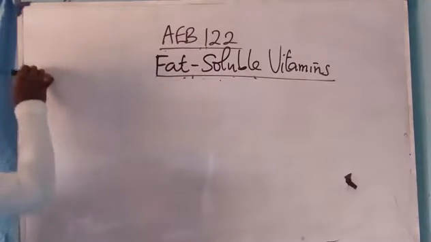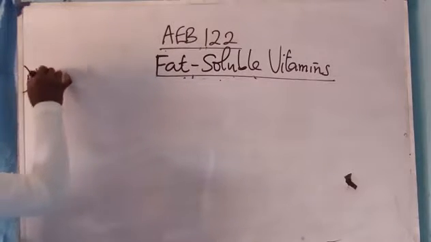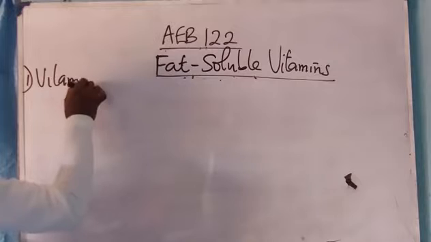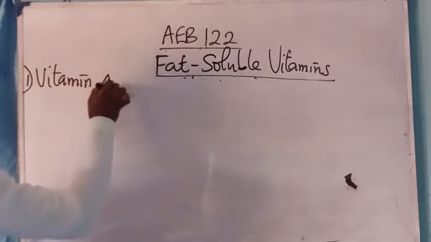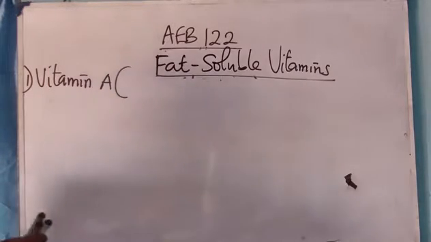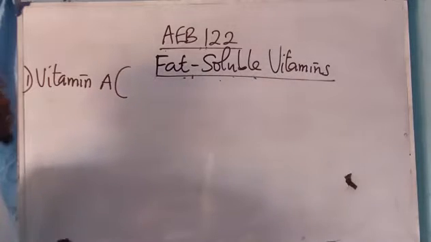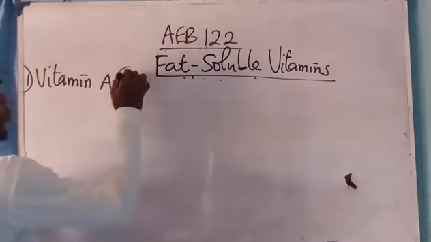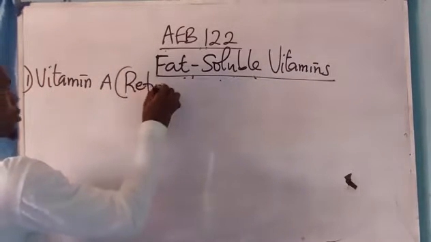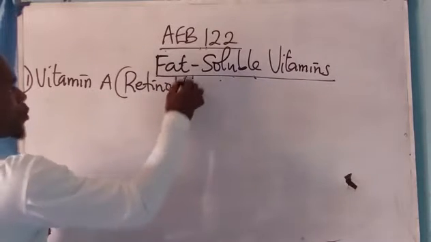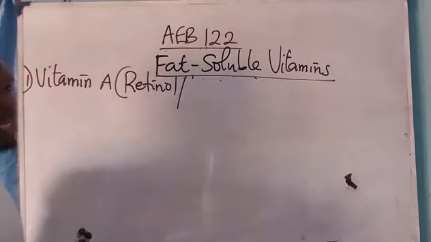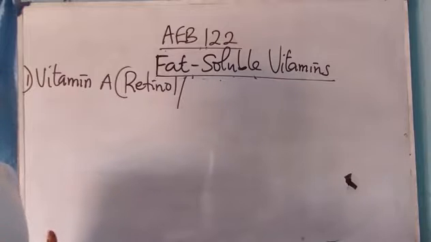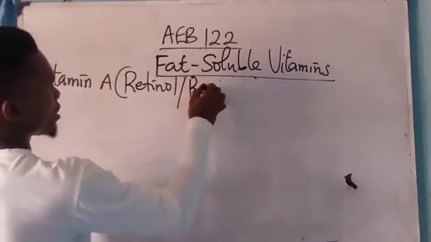Now, the first one we shall be treating is vitamin A. When the OH group is present, which is the hydroxy group, it is called retinol. But when the aldehyde functional group is present, which is CHO, it's called retinal.